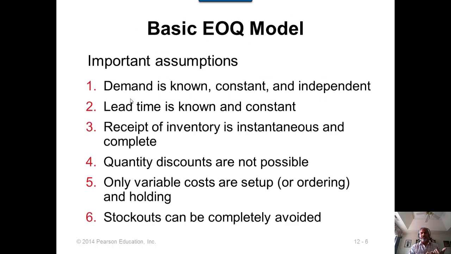Okay, the demand is known and constant and independent. So that means if the demand is 10 units a day, it's 10 units every day. If it is 10 units a week, it's 10 units every week. So it doesn't fluctuate, it remains constant and deterministic.